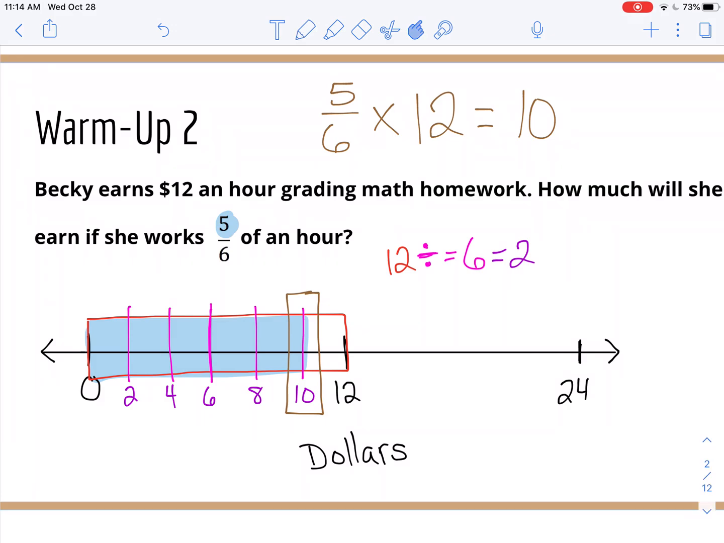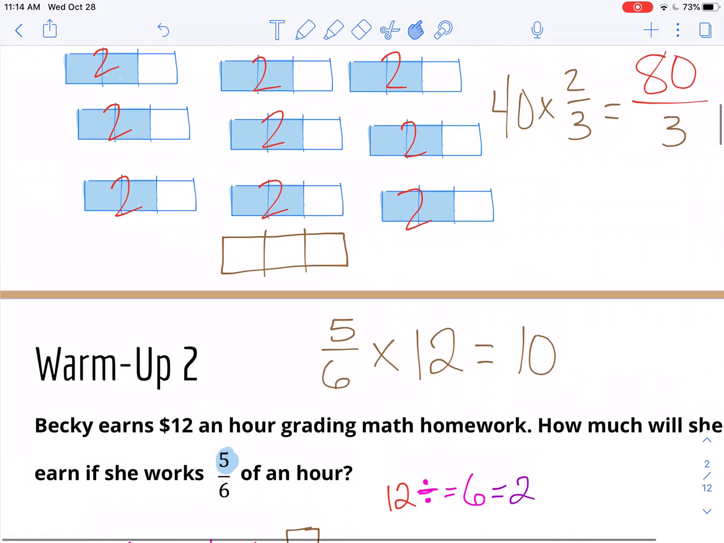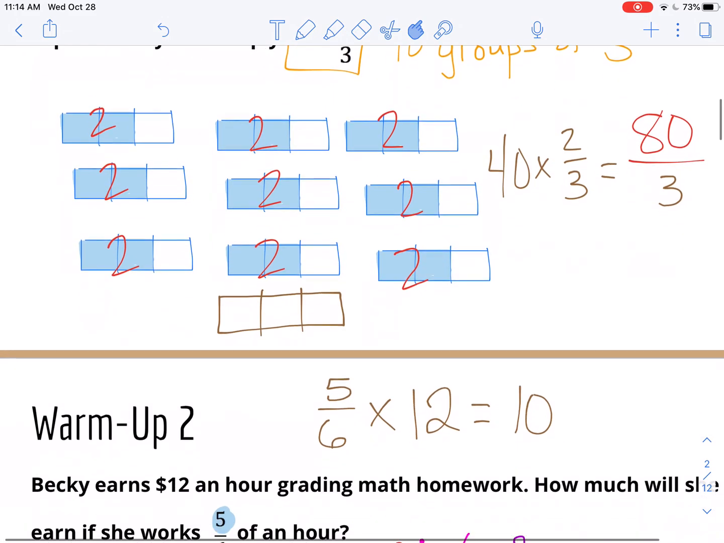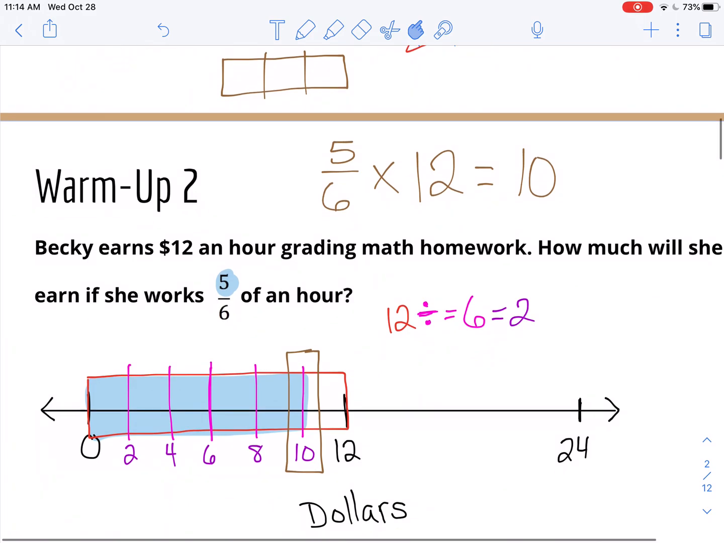All right, so in the first problem, we had a whole number, 40, times a fraction. In the second problem, we had a fraction times a whole number.